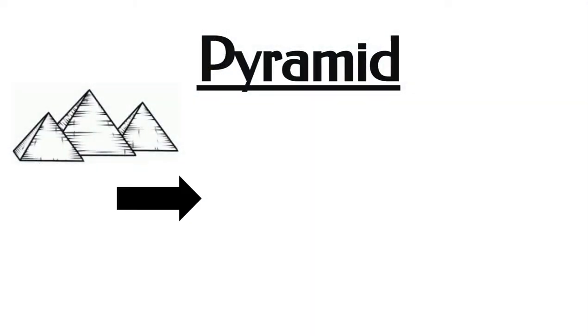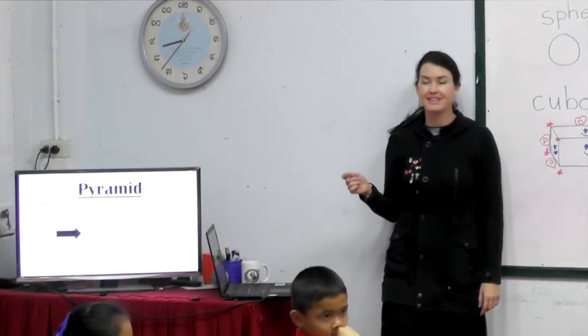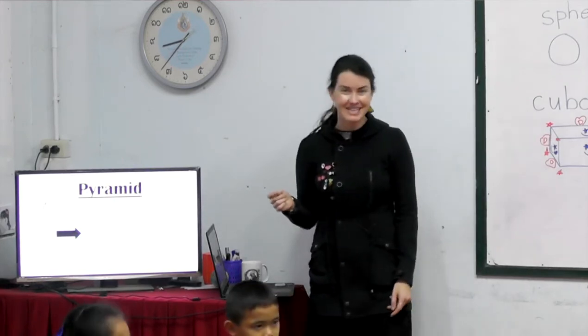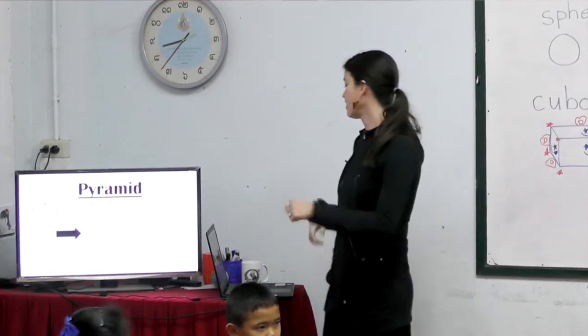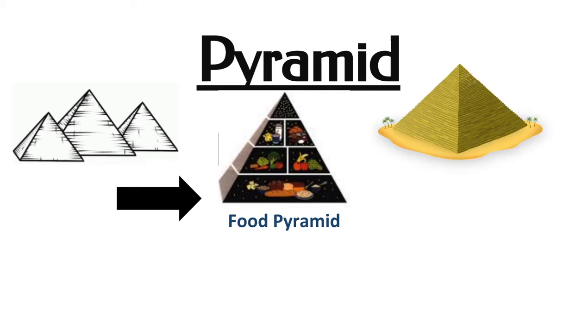Do you know this word? Good, it's tricky. Pyramid. That's okay, we're learning all these words. We've got our food pyramid that we learned about, our food pyramid. Yeah, like the cat's ear. Pyramid.